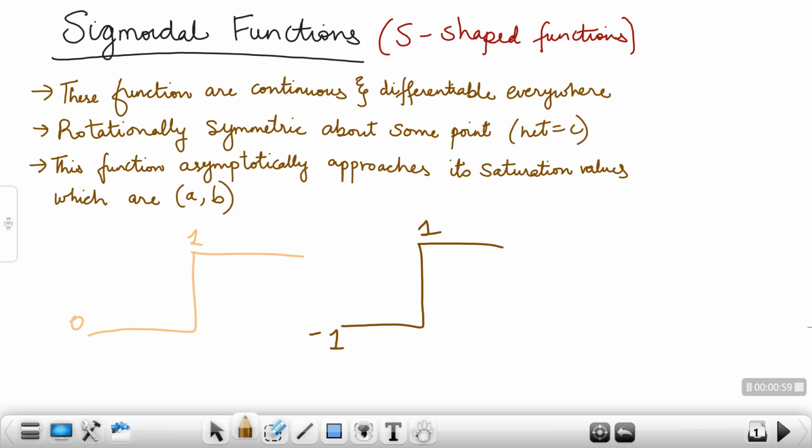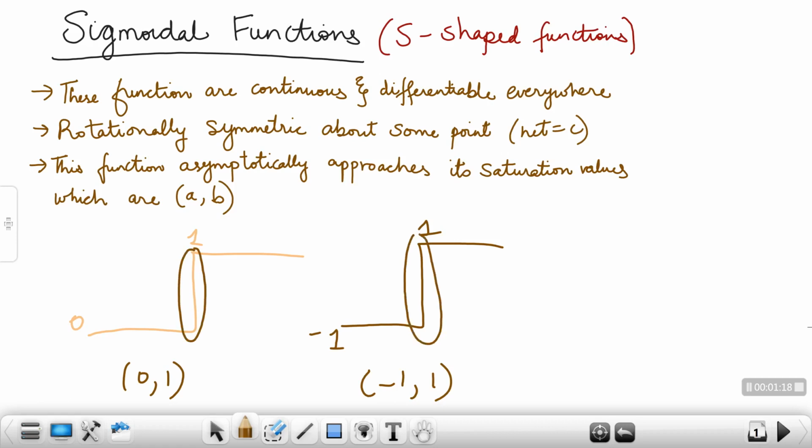So why is it discrete? Because it has only two levels: here the levels are 0 and 1, and here the levels are minus 1 and 1. These are the only two levels present. Now if you notice at this particular point, there is a discontinuity. Similarly, here there is a discontinuity when it switches from minus 1 to 1. Usually this point is 0, and this is defined as a threshold.